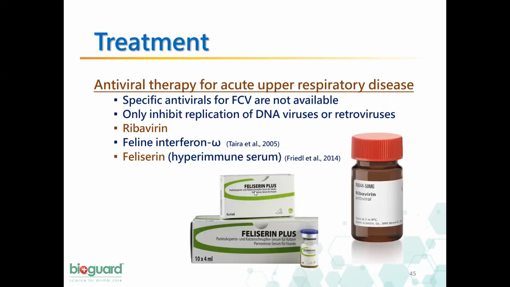There are some antiviral therapies also in the market which can be used. But of course, there is nothing specific for FCV. Still, some drugs such as ribavirin and feline interferon omega can be used as antiviral therapy. Other than that, recently in 2014, a drug named Felicillin became very popular in Germany, which is actually used for the treatment of feline calicivirus.